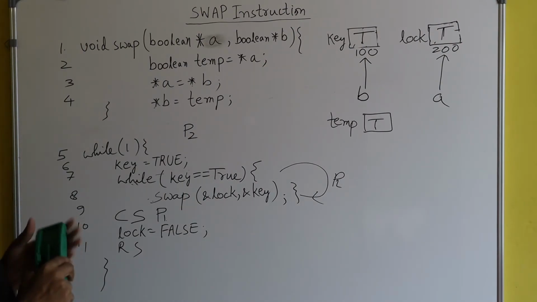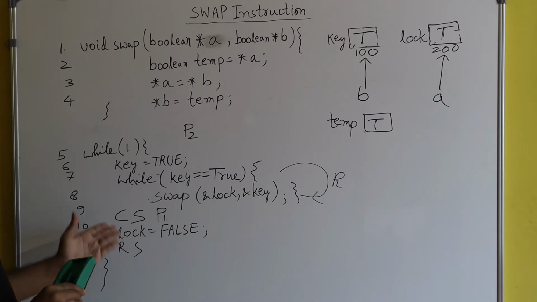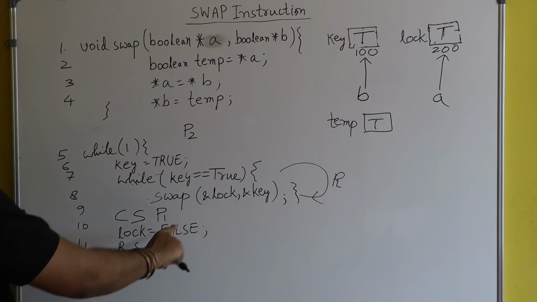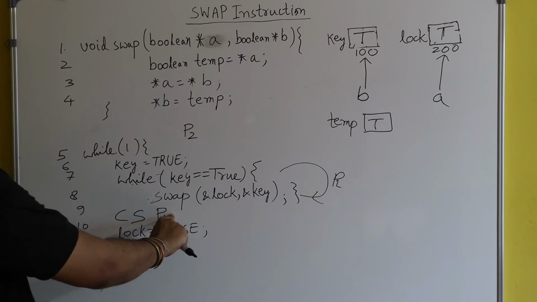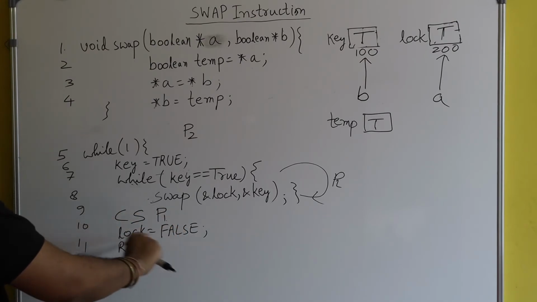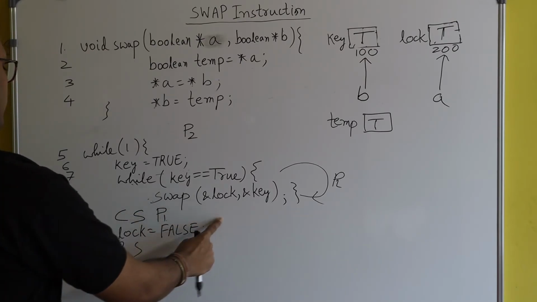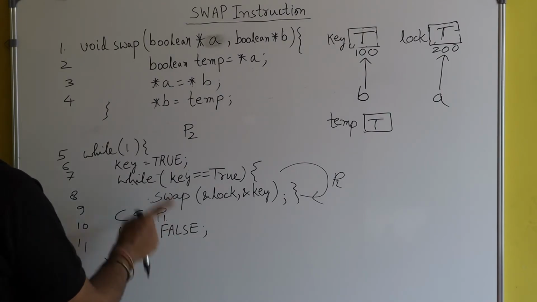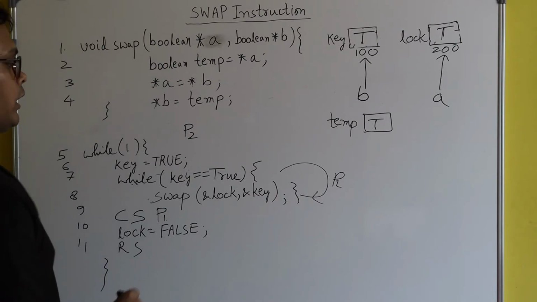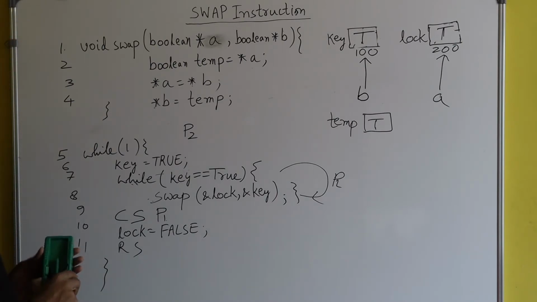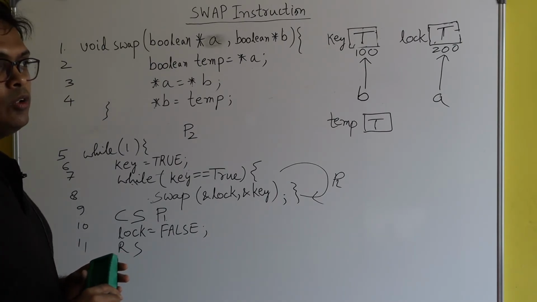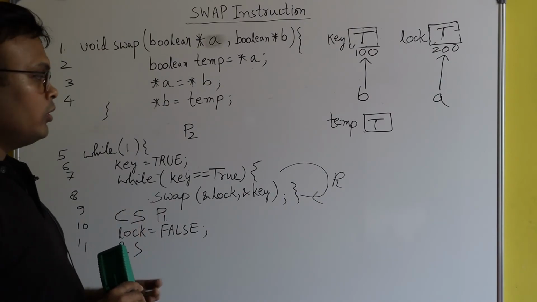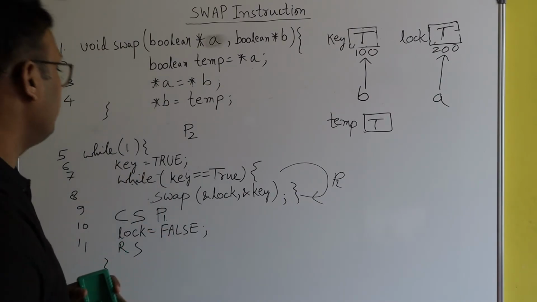So, how can P2 enter inside the critical section? After execution of the code of the critical section, if P1 executes this line number 10, that is lock is equal to false, then only P2 can enter. So till now you see mutual exclusion is there. Will it continue? Let's see.